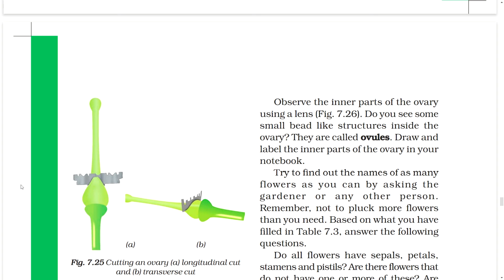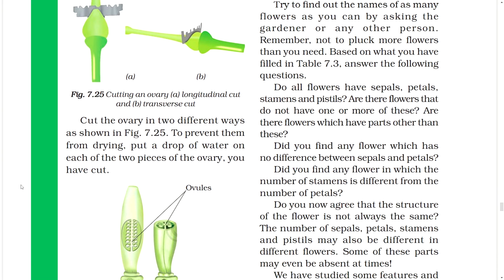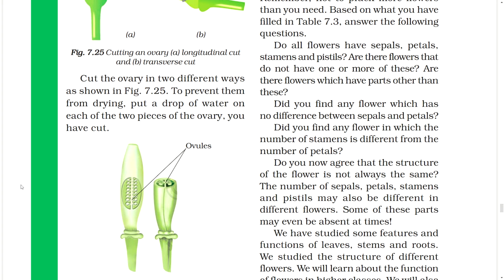Based on what you have filled in the table, answer the following questions. Do all flowers have sepals, petals, stamens, and pistils? Are there flowers that do not have one or more of these? Are there flowers which have parts other than these? Did you find any flower which has no difference between sepals and petals? Did you find any flower in which the number of stamens is different from the number of petals?